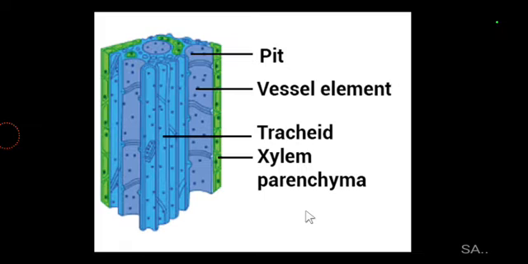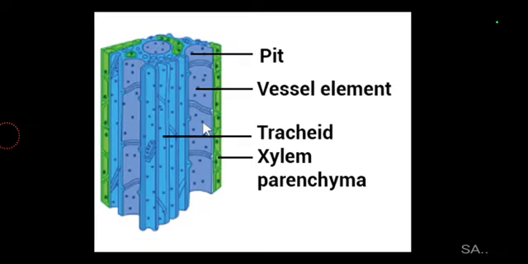I have added a picture over here. I have added the diagram of the xylem vessel, so you can have the fair idea about the structure of the different cells that are making it up. So if you look at the vessel element, the xylem vessel, then you can see the walls are porous. Okay, so they are having the pits in them.